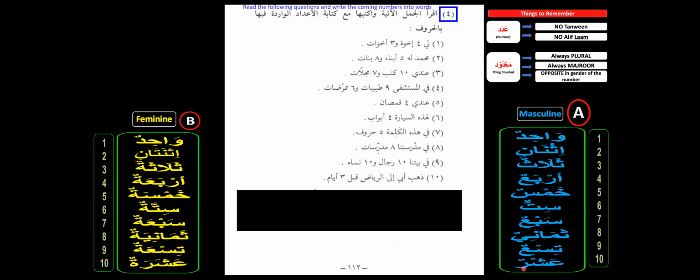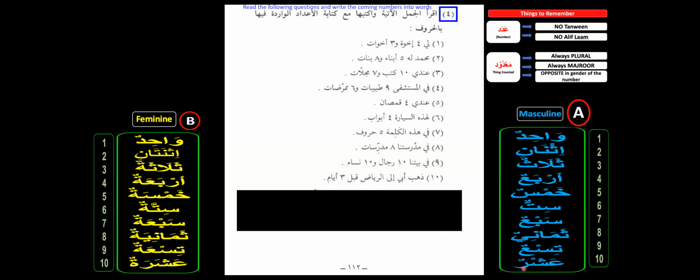Read the following questions and write the coming numbers into words. If you do that, sisters, you have nailed it. Numbers are given here in digits, and you have to write in words. So obviously, when you write number 4 into words, you should know which 4 you are going to write. So li 4 ikhwa, this 4 is going to be arba'u or arba'atu. Wa 3 akhawat. You need to know this 3 is going to be thalathu or thalathatu. I hope you're getting that.